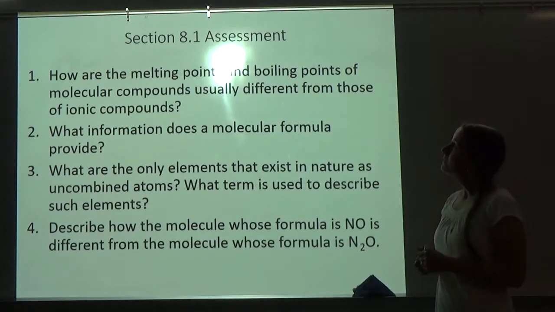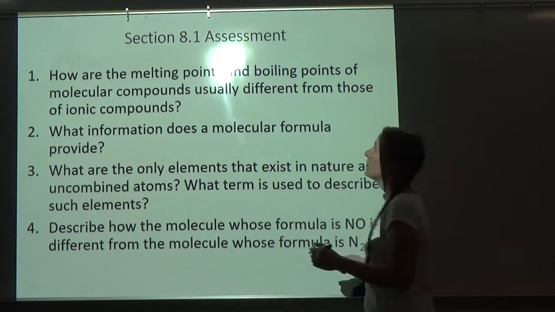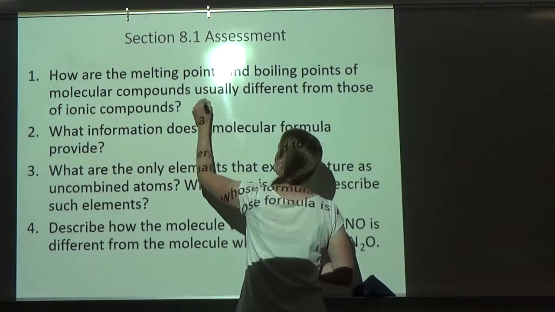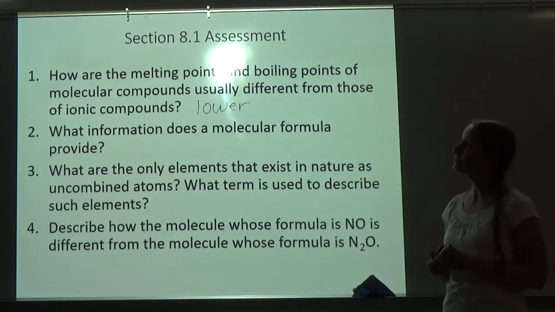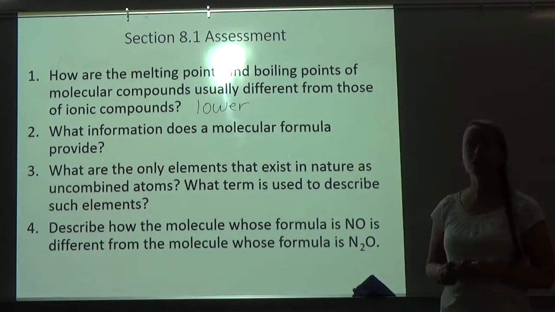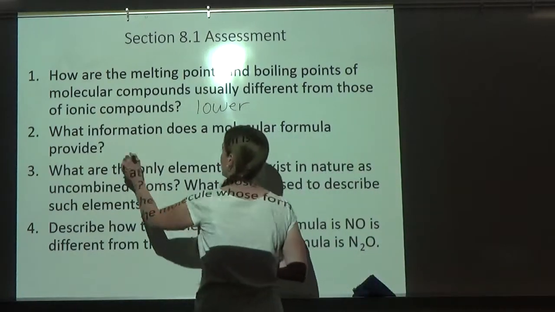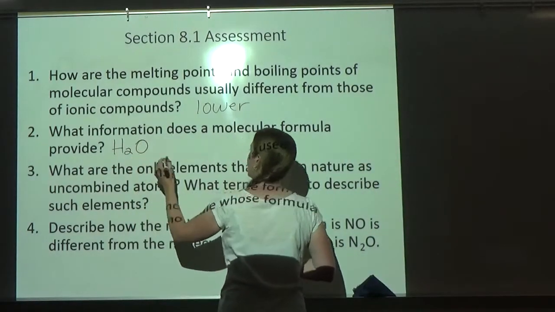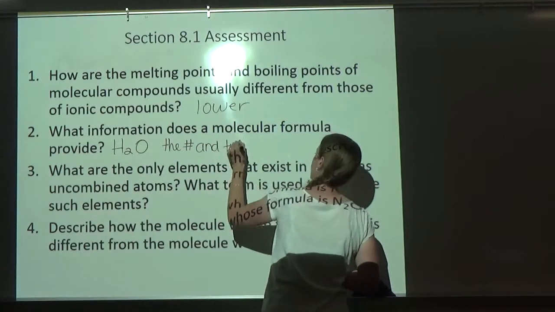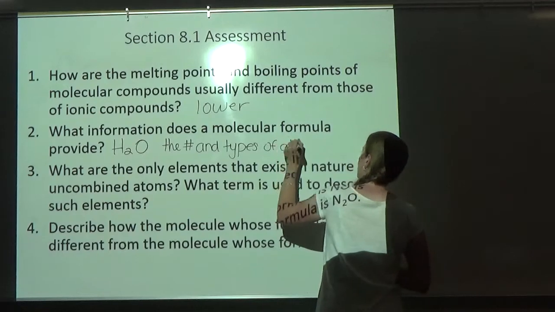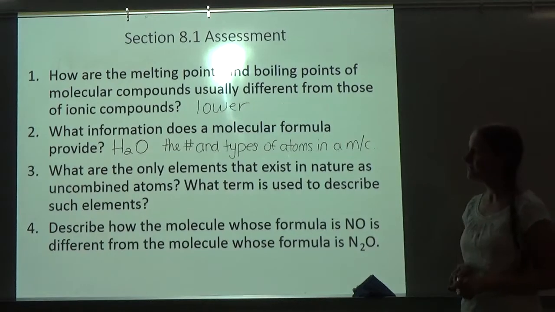Number 1, how are the melting points and boiling points of molecular compounds different from ionic compounds? Well, molecular compounds tend to have lower melting points and boiling points. So the melting points and boiling points of molecular compounds are usually lower than ionic. Number 2, what information does a molecular formula provide? Well, remember, a molecular formula is just like H2O. It tells the number and types of atoms in a molecule, whereas a formula unit tells us the ratio of ions.